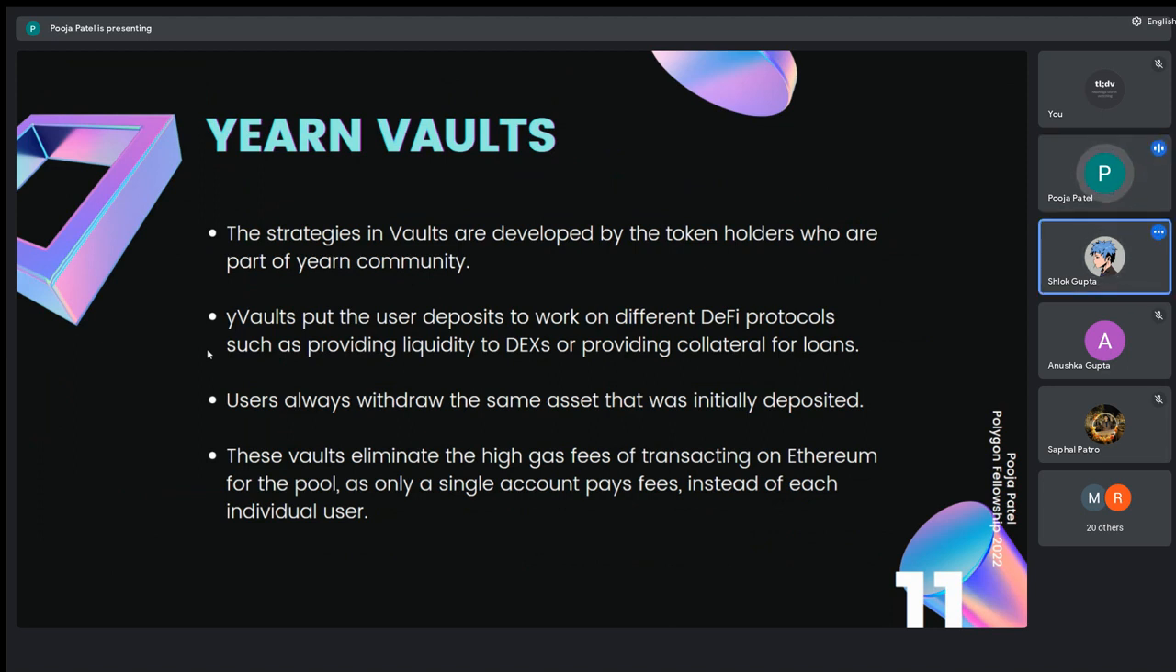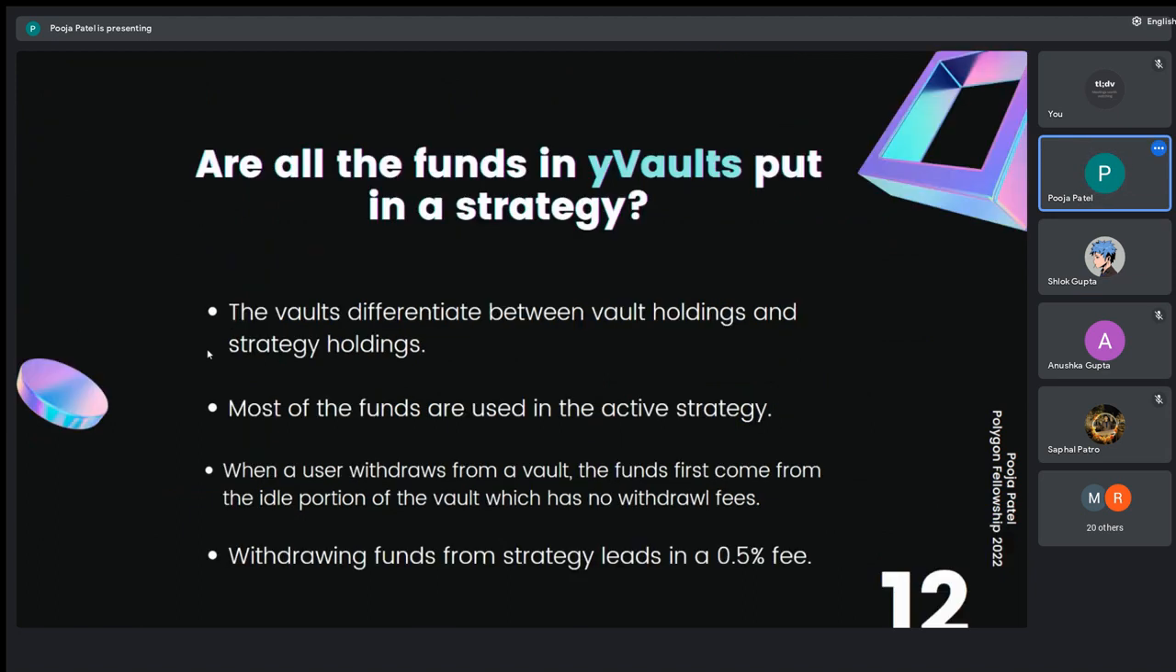of transacting on Ethereum for the pool, as only a single account pays fees rather than every individual user paying the fees. So are all the funds in a vault put in a strategy? Basically, no. Some of the funds are put in the active strategy, and a very small percent is held in the vault holdings.